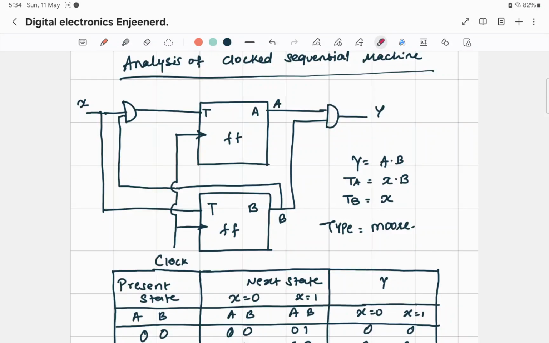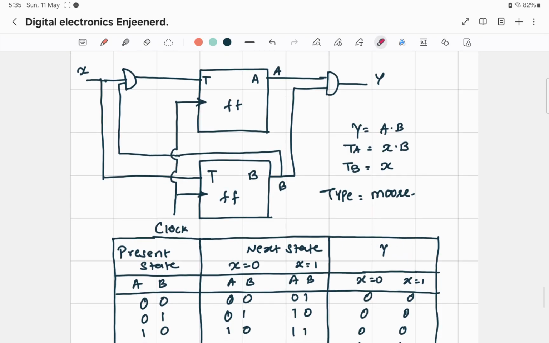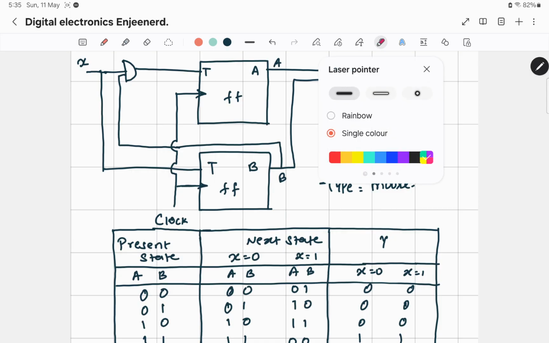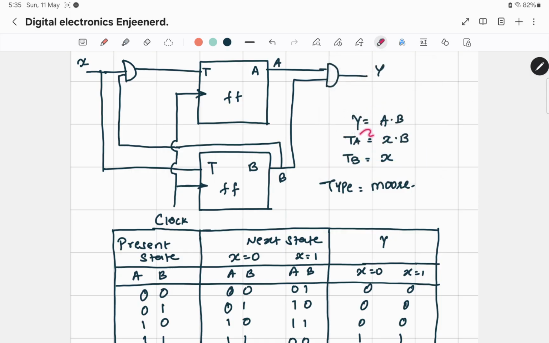In this video, we'll be seeing how to do an analysis of a clocked sequential circuit. So I have one circuit here and I have to find out the state table and the state diagram for the same. The very first thing that you have to do is write down the equations of the flip-flops TA, TB and the output Y.